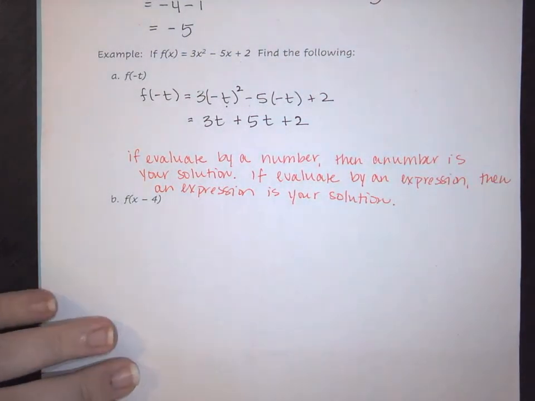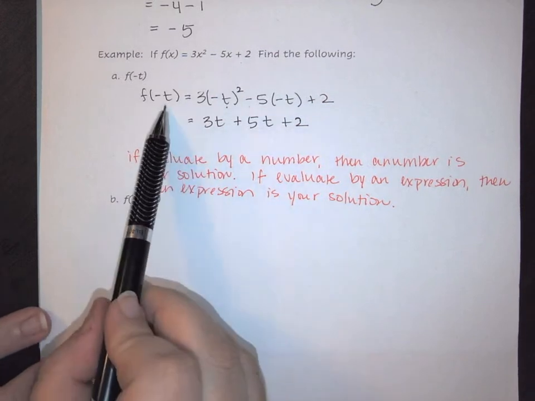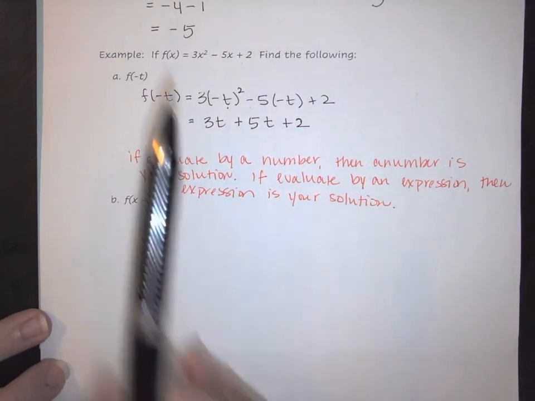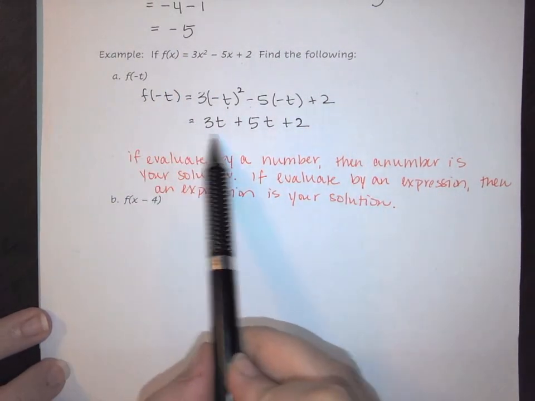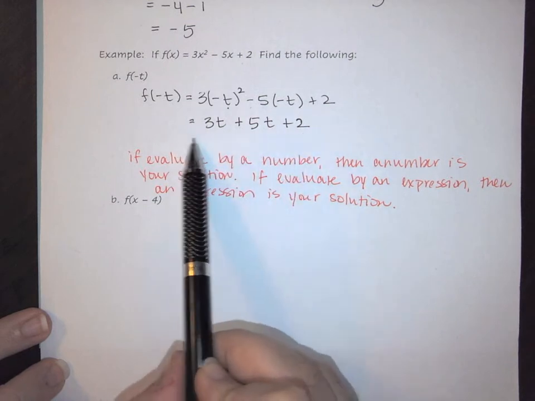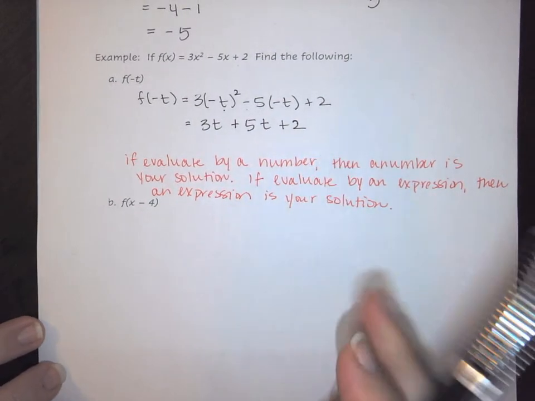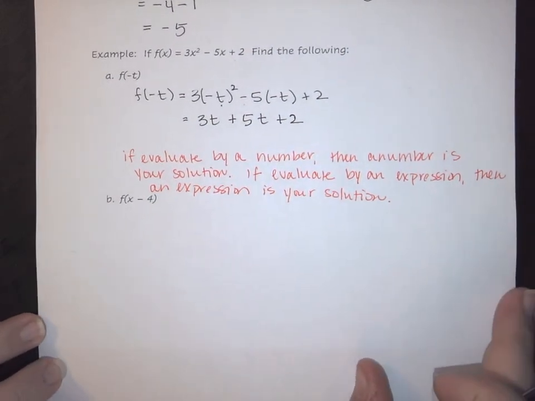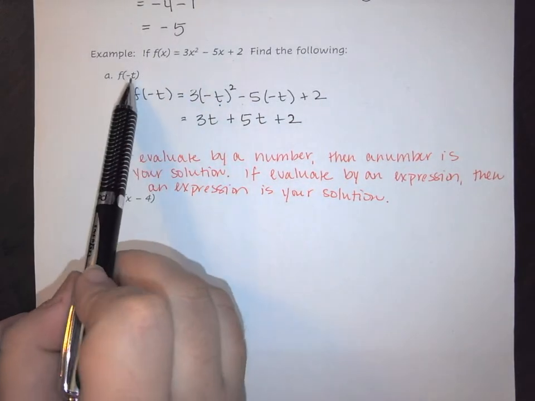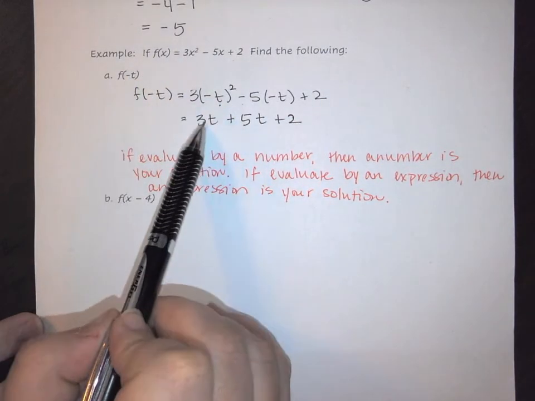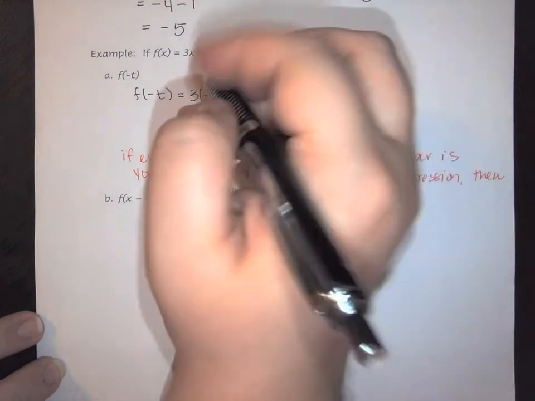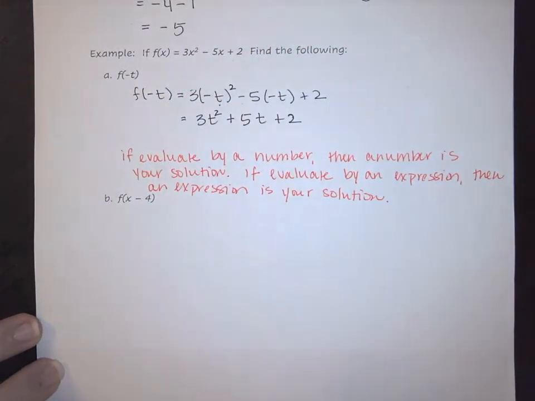Now the reason for that is because in this expression, like I said, we don't know what t stands for, and so we have to leave it as is. Now if we were then told what t stood for, you would then continue to solve down and you would get an answer. But in this case, we don't know what t is, and so we have to leave this in terms of t.